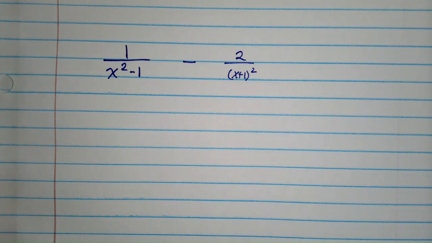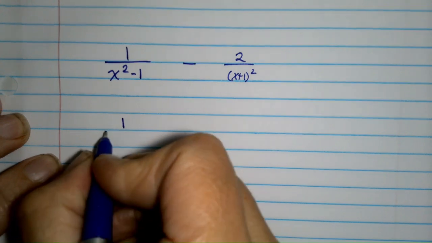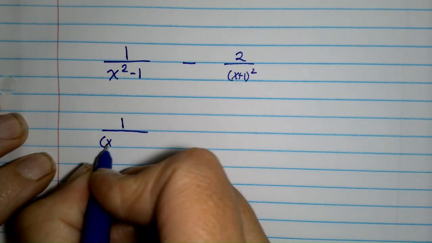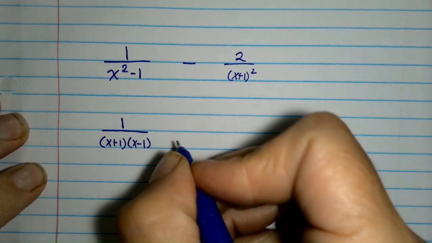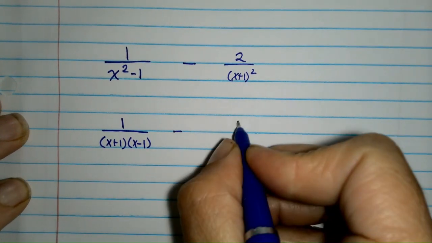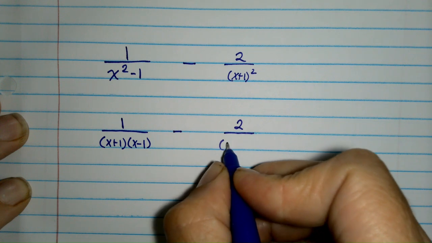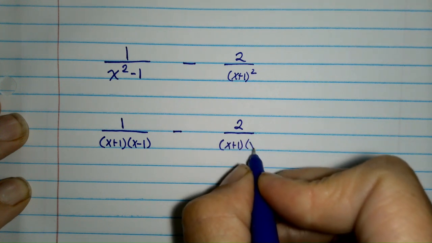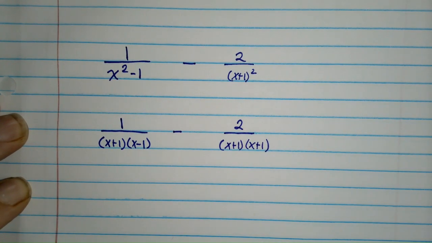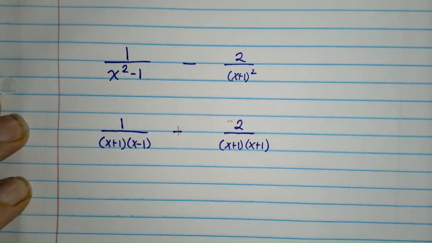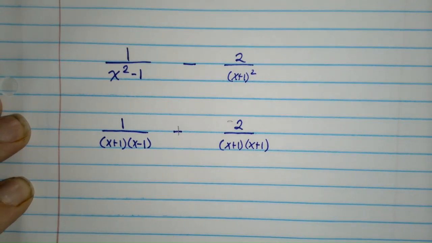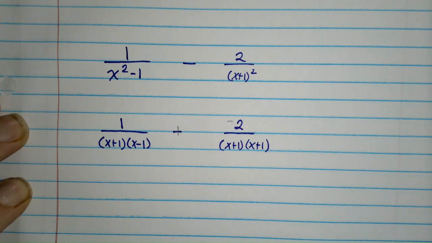Okay? So we really have 1 over x plus 1, x minus 1, minus 2 over x plus 1, x plus 1. And if you're a student who's prone to sign errors, here's what I would do: I would not write minus on this step. I would write plus negative, and that negative only goes to the top, to that numerator.